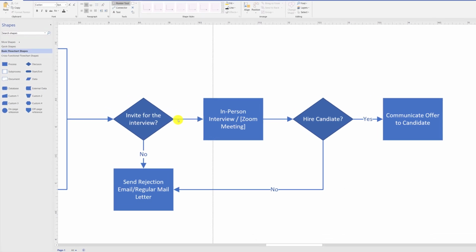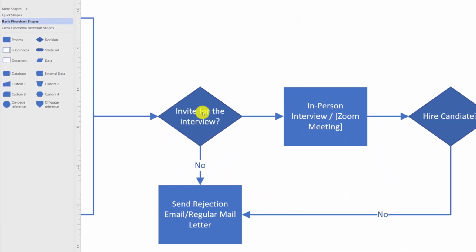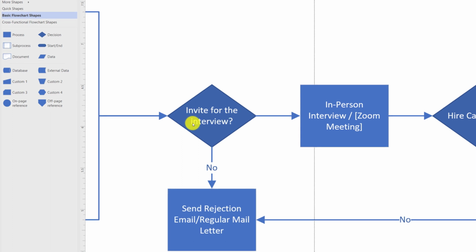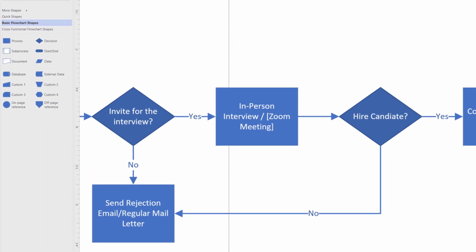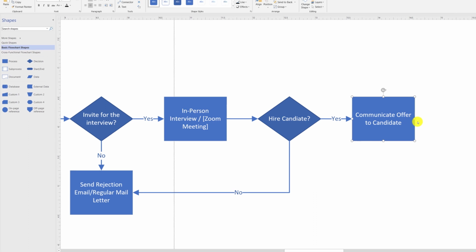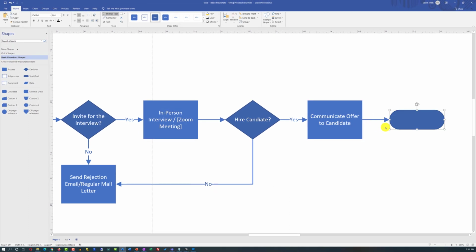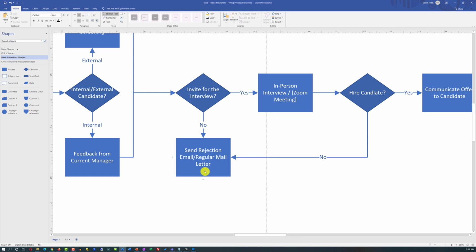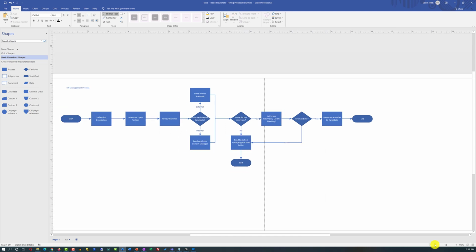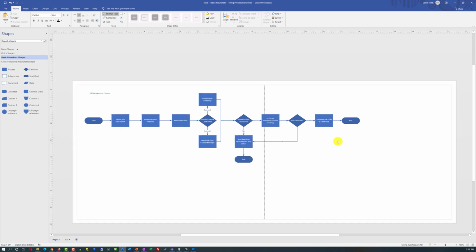As usual, if you notice that branches are missing, for example, in my case, invite for the interview is missing the yes text on the arrow, you can always add it by editing the arrow in the diagram. Communicating offer to the candidate concludes this process flow and can be reflected with the end symbol on the diagram. In a similar way, sending rejection email also concludes the process flow and could be concluded with the same symbol. Keep in mind that process flow can only have one starting point but can have multiple endpoints.